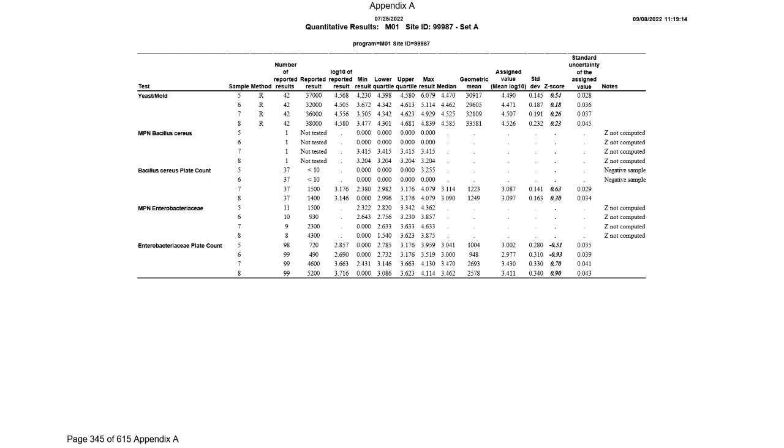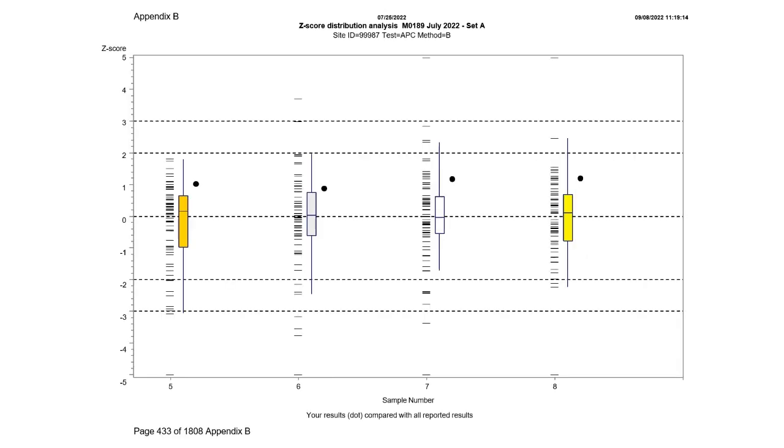Again, these are just the rest of the organisms for this particular program: the yeast and mold, bacillus, and Enterobacteriaceae. If there's not enough laboratories reporting for a specific organism or technology, such as the MPNs, then we'll indicate in our notes that the z-score was not computed. We also provide a graphical display of the data in the form of z-score plots and also histograms.